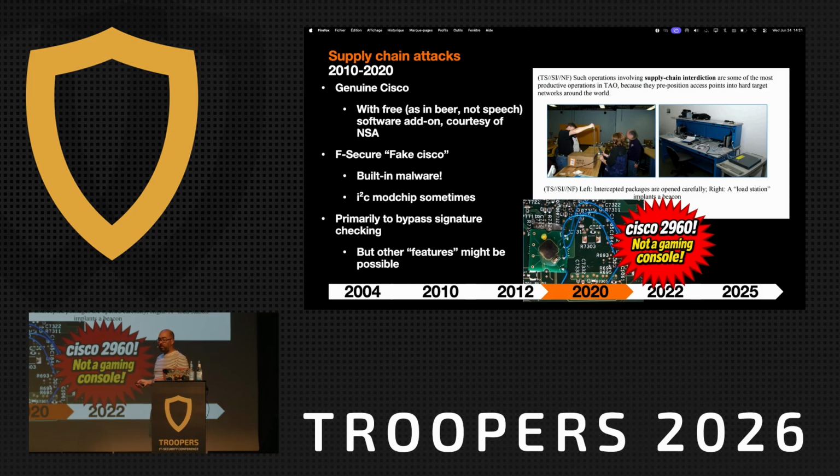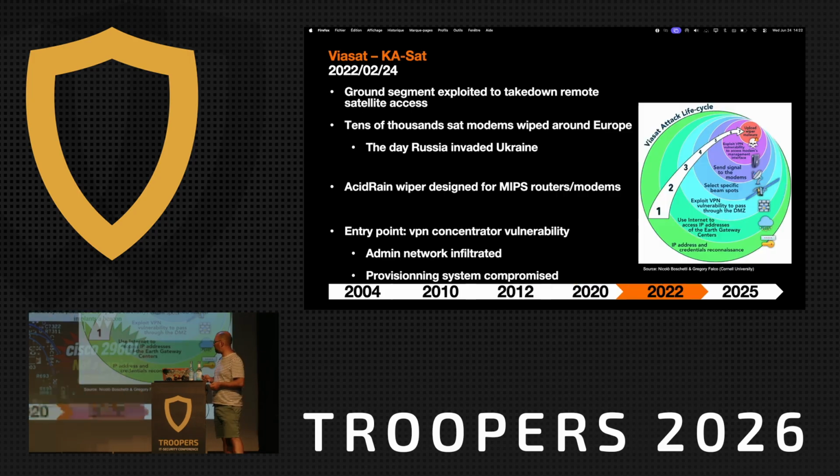The other picture here shows a mod chip. This was based on research published by F-Secure called the Fake Cisco. The mod chip was not to allow spying on users. It was to bypass software signature checks, to allow the genuine Cisco IOS to run on counterfeit hardware. But if that mod chip was enabling software checks to be bypassed, what else was enabled by this mod chip, we don't know, but that's worrying.